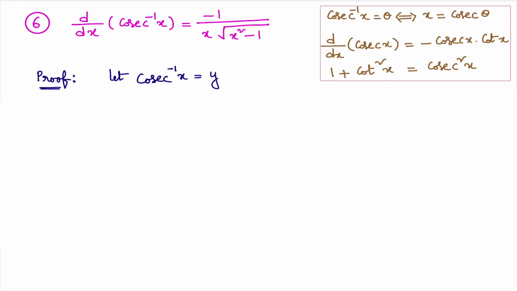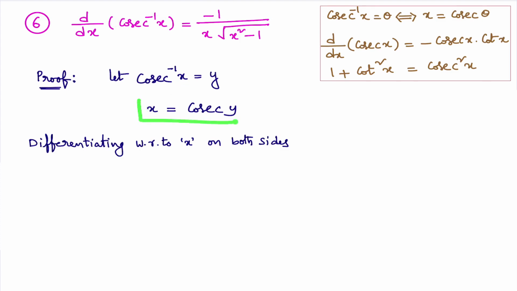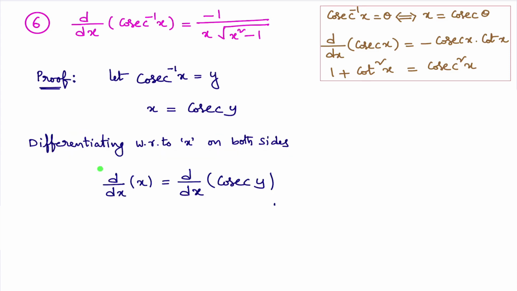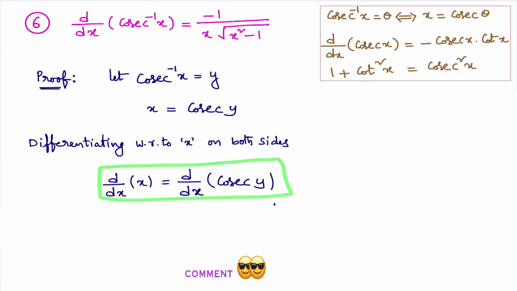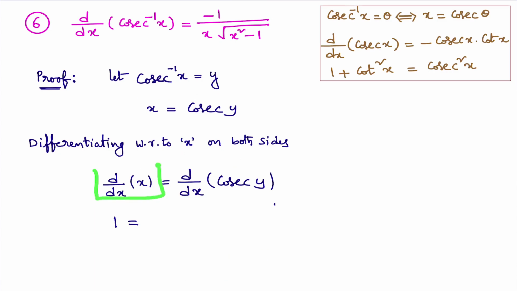Now, to prove this result, I'll take this cosecant inverse x equal to y. You see here, I taken cosecant inverse x equal to y. From this formula, this can be written as x equal to cosecant y. Now, what I'll do for this equation, I'll differentiate with respect to x on both sides. You observe this step. I written dy dx of x equal to dy dx of cosecant y. That means I am differentiating this equation with respect to x on both sides. Dy dx of x, you know derivative of x with respect to x is 1. So I'll written 1 here.